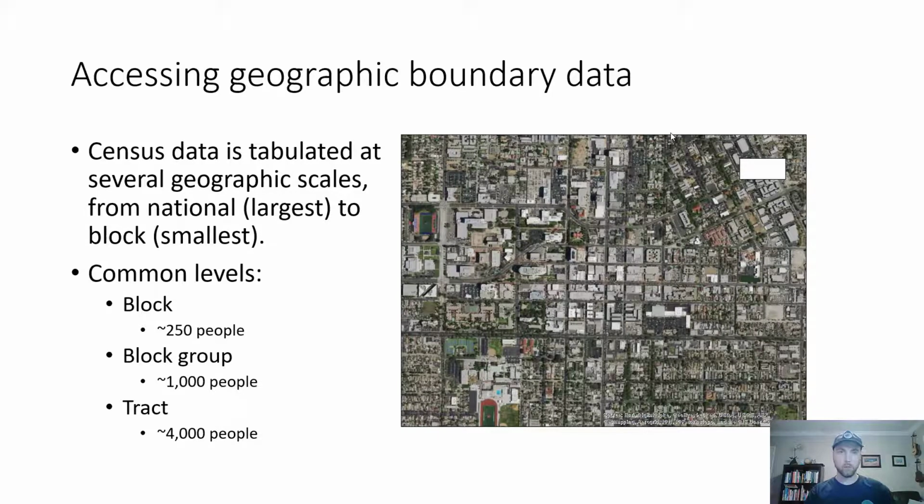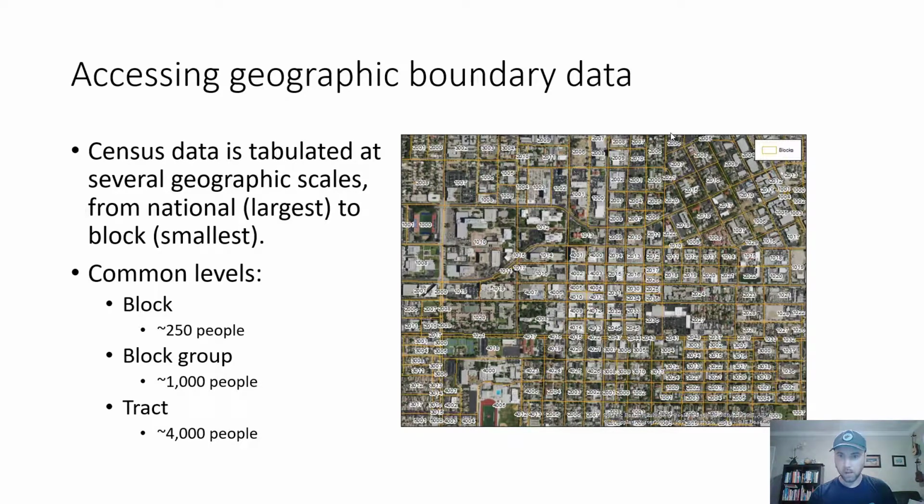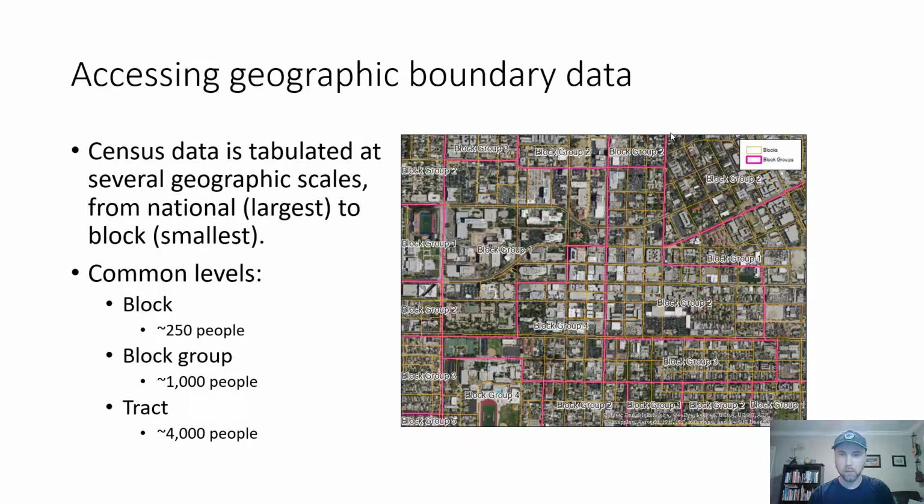Here's just a visual representation of what block groups and tracts look like. Census data is tabulated at several geographic scales, from national, the largest, all the way down to blocks, which are the smallest. This here is an aerial photo from the city of Santa Ana. Overlaid on top of the aerial photo are blocks, and all these numbers are block numbers. And overlaid on top of that are block groups. You can see that the blocks, the orange boundaries, nest within block groups, which are the pink boundaries.